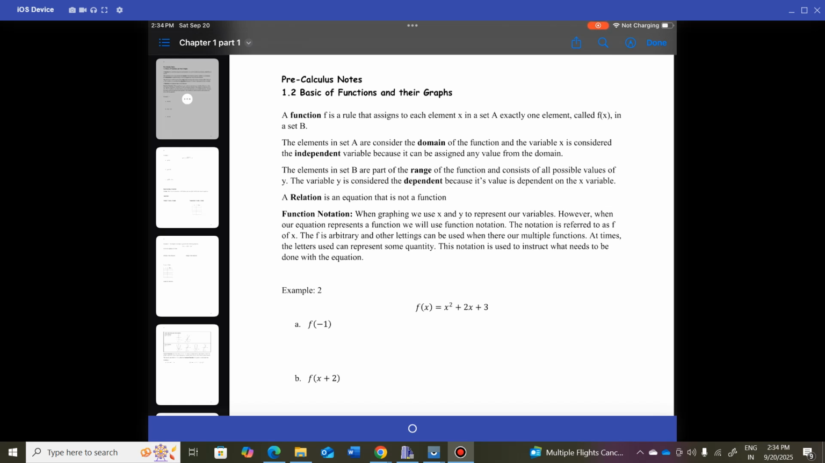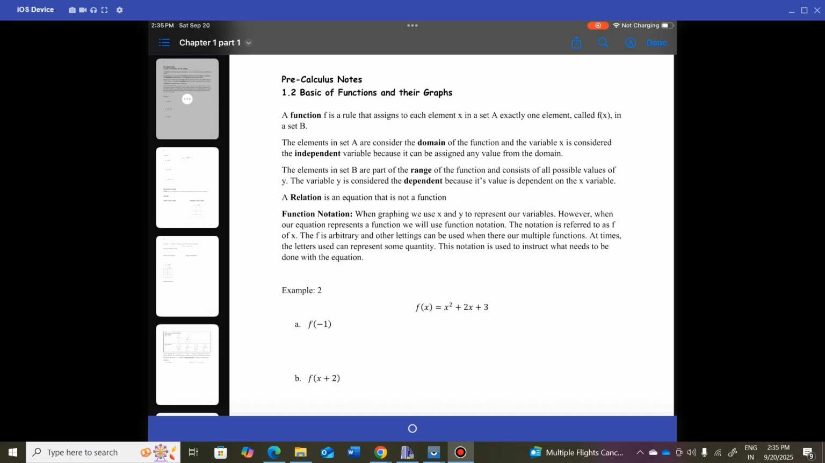Hi, this is Math 1350, and this video is over section 1.2. We're going to start looking at functions and their graphs. It's really important to understand certain functions have certain types of graphs, and then we look at how they change as the function changes. There are key elements that we'll look at, as well as whether or not a graph shows a function or a relation.